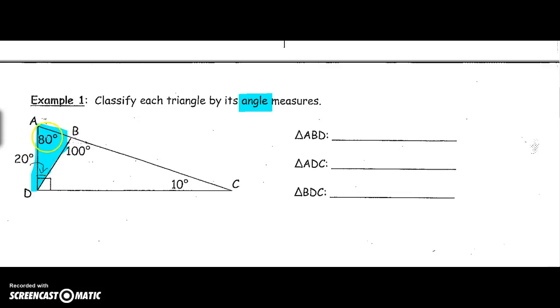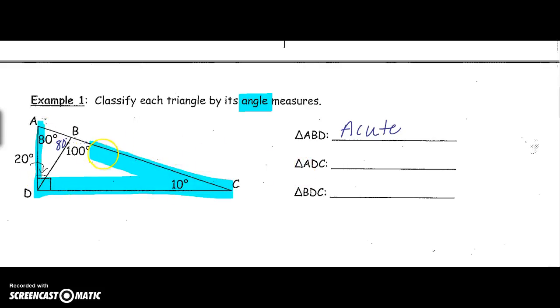Here you have 80, 20 right here on the inside, and if you subtract from 180, you're going to get another angle measure of 80. All of these angle measures are less than 90 degrees, so all of these are acute angles, therefore it's an acute triangle. The next triangle we're going to look at is ADC. ADC, the big triangle. If you notice, you've got this guy right there. That's the right angle symbol. So right away, you don't have to know what any other angle measure is. That's a right triangle.